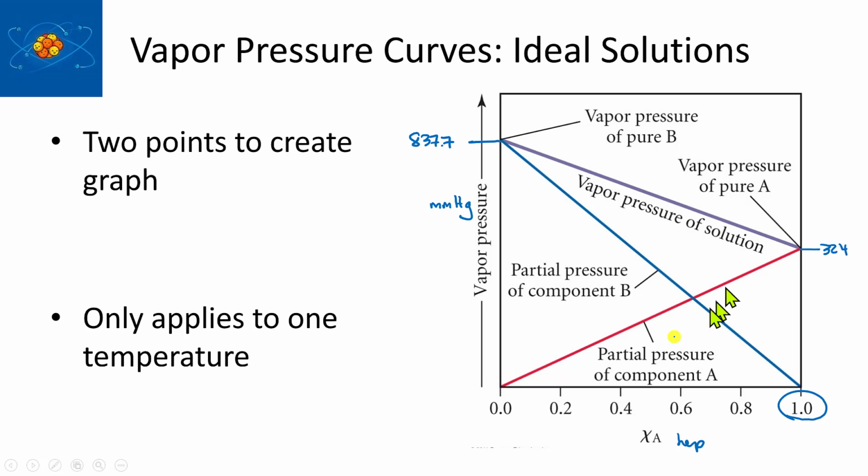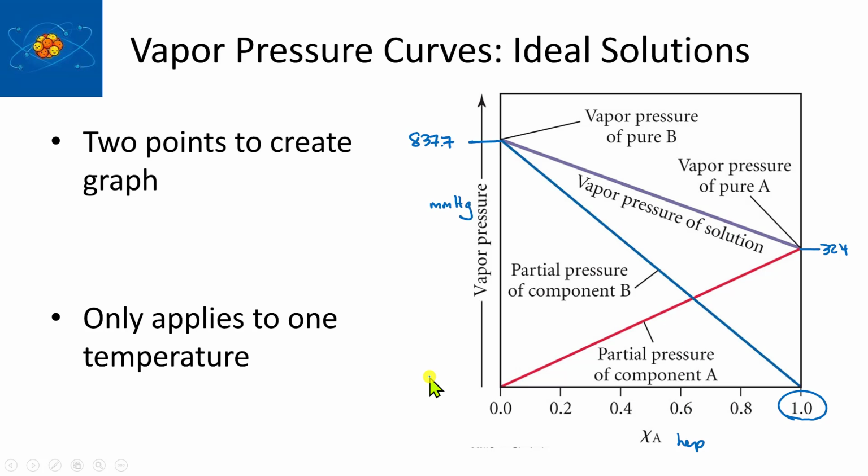So what we do when we make a vapor pressure curve is plot the two vapor pressures of the two components of the mixture as a function of the mole fraction, basically graphing from 0 to 1, and then we just connect the points. And so this line represents the vapor pressure of the solution.